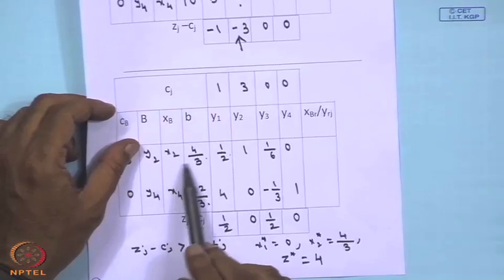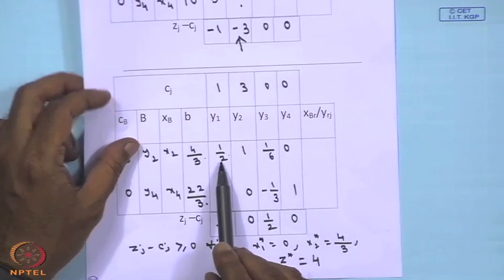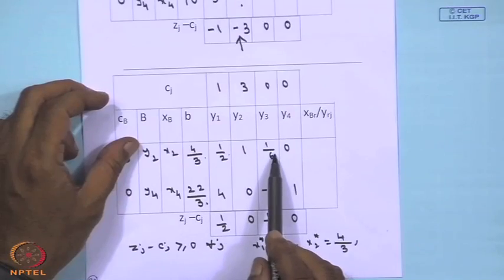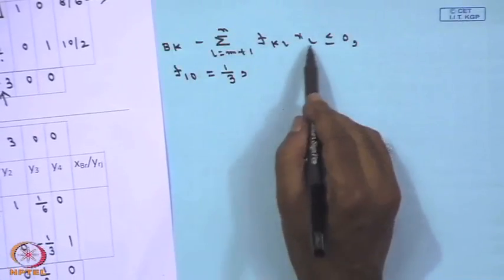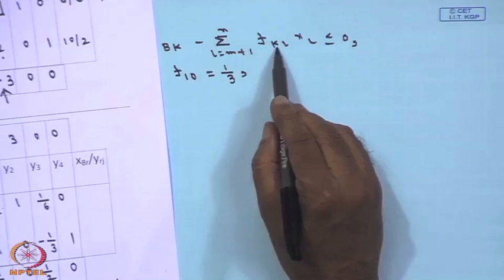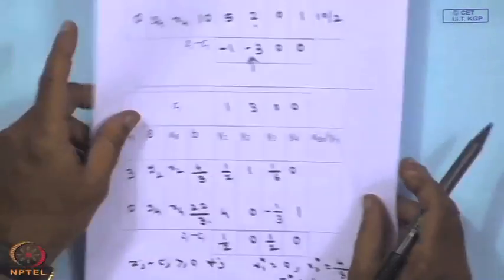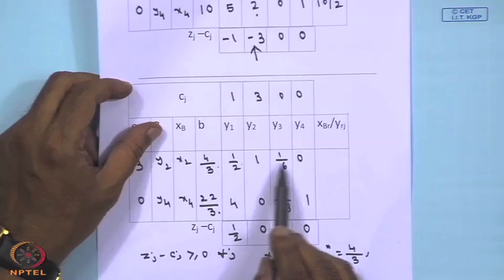Now, on this row how many fractional values are there? Fractional values are coming, one in y 1, another in y 3. If you see here, we will take only those L's, L equals m plus 1 to n, where you are having fractional values. If you have integer values, we will not take those. So, basically we will not take y 2 and y 4, we will take y 1 and y 3.